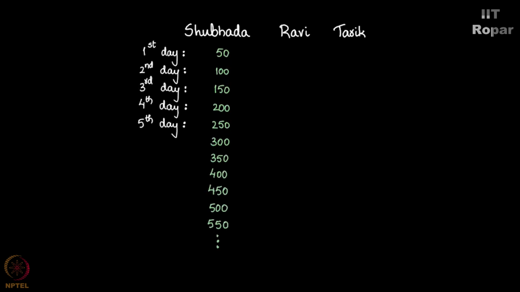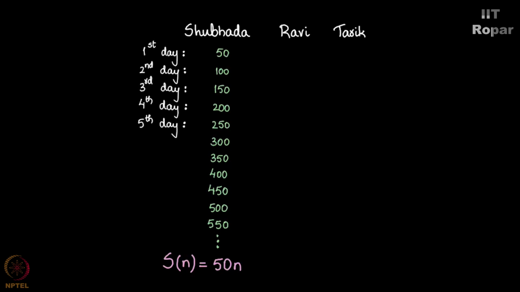I'm going to capture this function as S of n is equal to 50n. On the nth day, Shubhada earns 50n. Although she starts very less, let's say 50 rupees per day, on the 10th day she starts earning 500 rupees per day. That's how Shubhada earns. S for Shubhada, S of n is 50n.